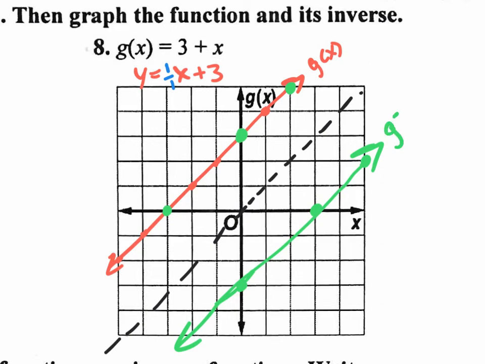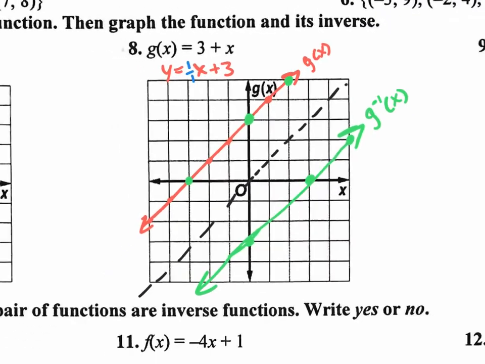How could we label it? G with the little negative 1 with the parenthesis x. That's really saying the inverse of g of x. So you guys could do the same for 7 and 9.